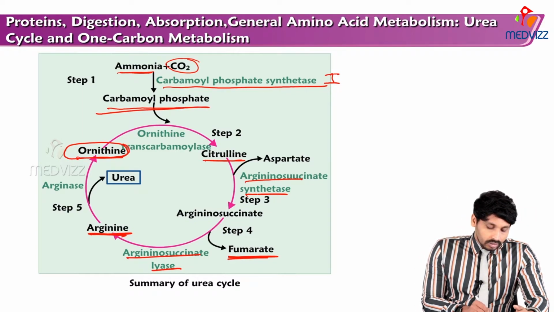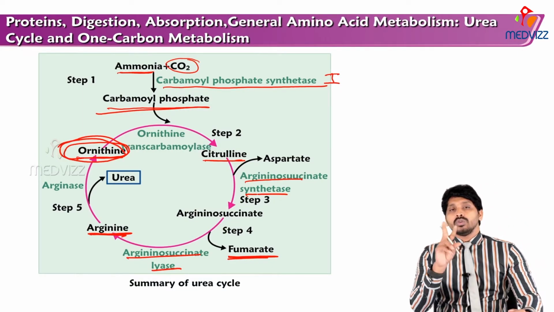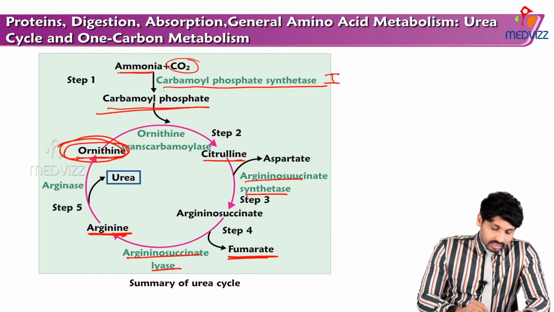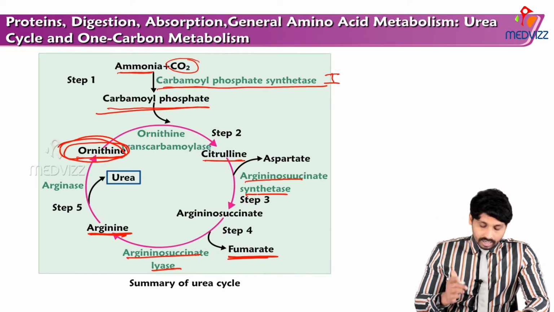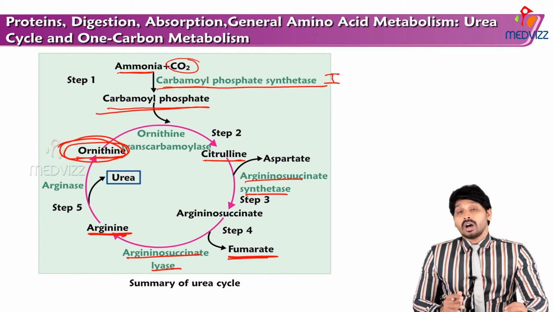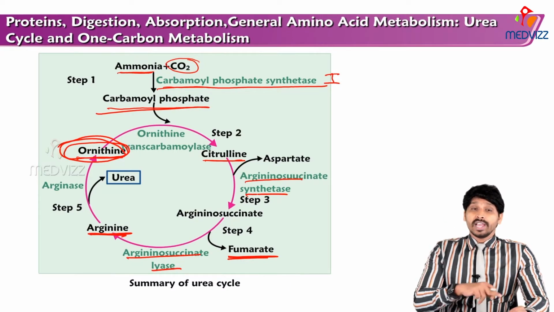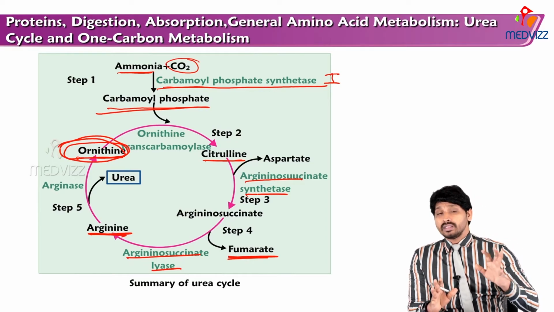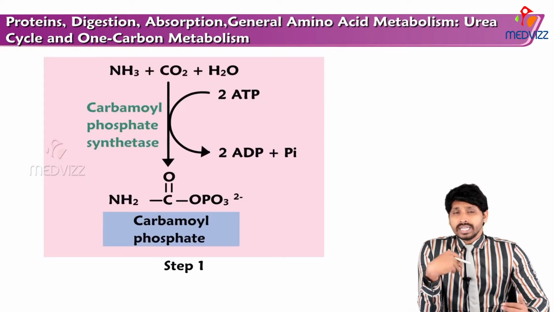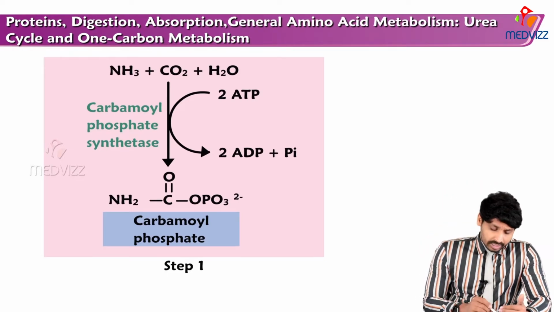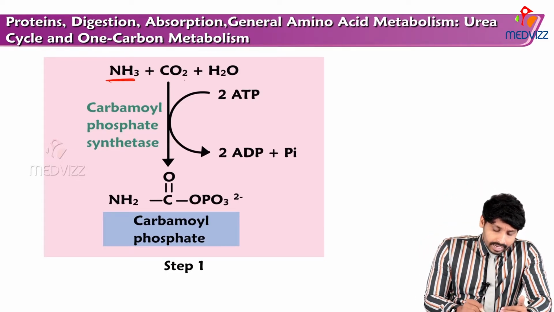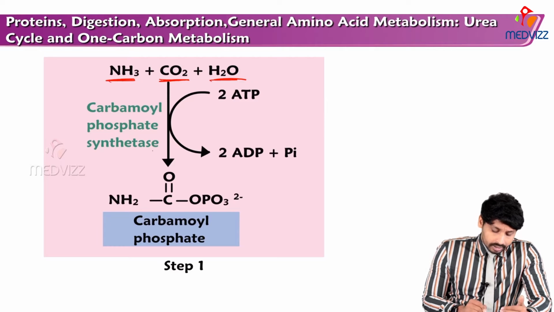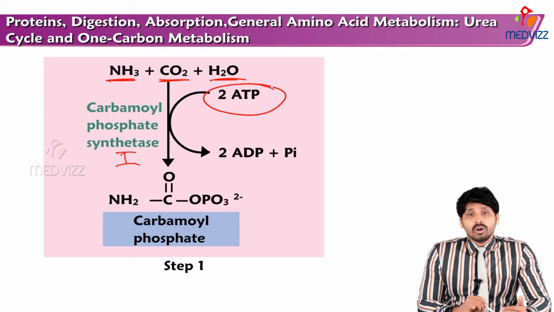So these three steps are cytoplasmic steps. Step 1 and step 2 are mitochondrial; step 3, step 4, and step 5 are cytoplasmic. This way the urea cycle takes place, for whatever ammonia is liberated in the liver cells. Now let's see it in detail, one by one. Here you see ammonia, carbon dioxide, and water involved, and the involvement of carbamyl phosphate synthetase 1, with 2 molecules of ATP.